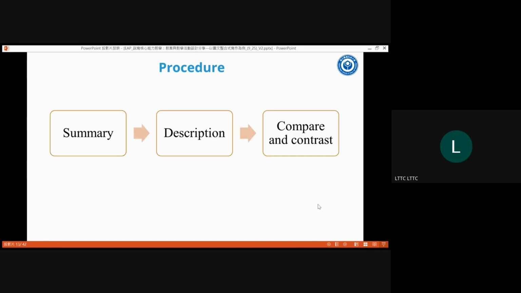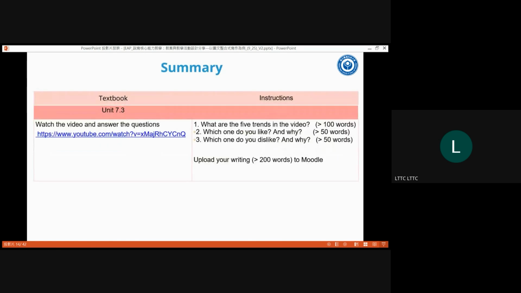There are three writing tasks in my class. I prepare summary, description, and compare and contrast for students to improve their writing skills. First, in the textbook, the topic is learning and teaching. In unit 7.3, I found one video from YouTube and played it in class. Students have to take notes and write down a lot of things, but for the writing, I ask them to write down the five trends. This video is talking about five trends in learning.